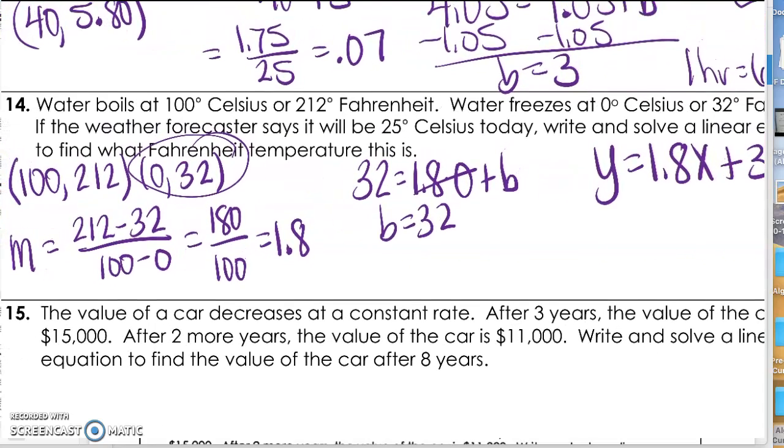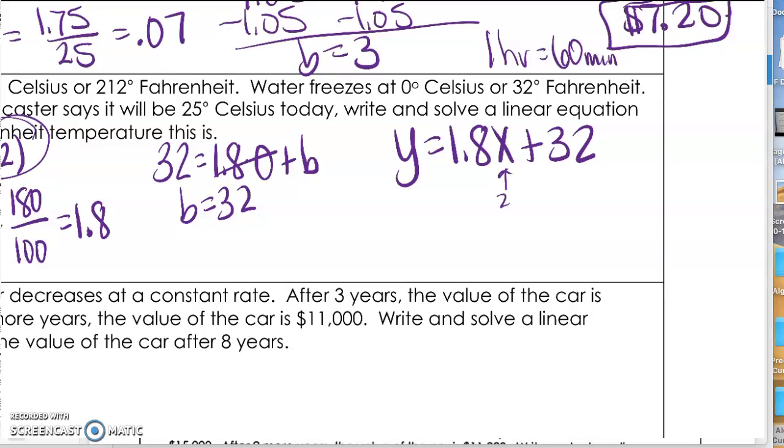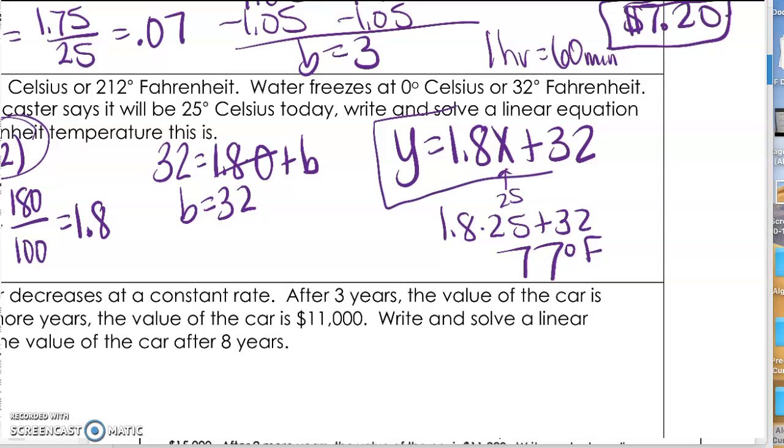So when you go back here, you need to remember which one is your Fahrenheit and which one is your Celsius. So our x's were Celsius and our y's were Fahrenheit. All right, so Celsius was 25, so we can just plug 25 in for x. 1.8 times 25 plus 32 would be 77 degrees Fahrenheit. So again, you need this equation and then 77 degrees Fahrenheit for your two answers.